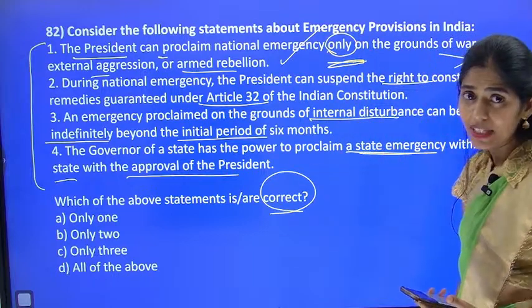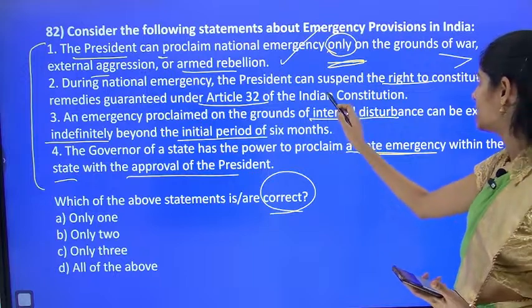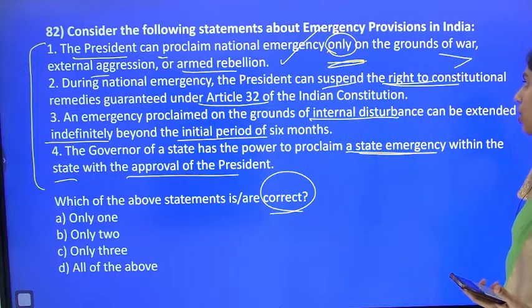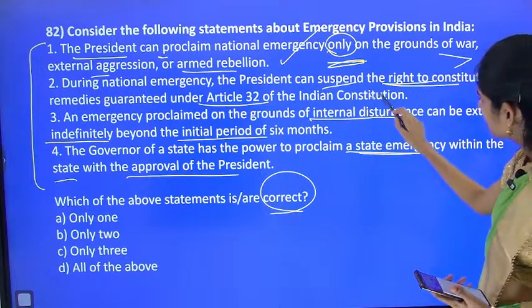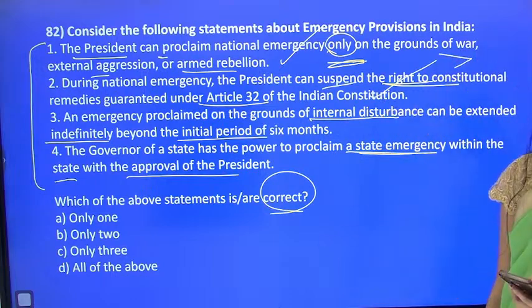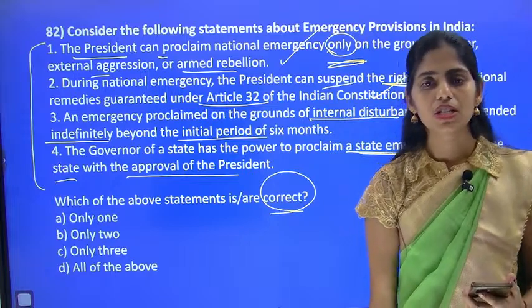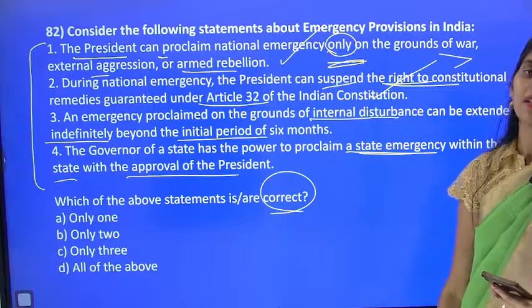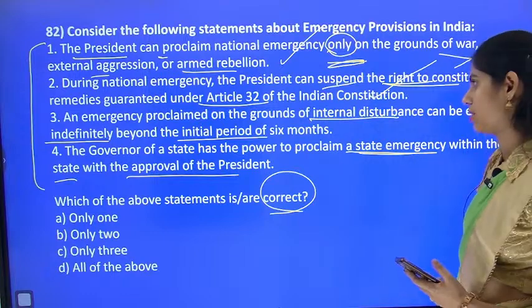And the second statement is, during national emergency, the President can suspend the right to constitutional remedies, which is present in Article 32 of the Indian Constitution. Yes, because fundamental rights are not absolute. There can be reasonable restrictions, especially during this emergency time. Yes, it can be restricted. Fundamental rights can be restricted.